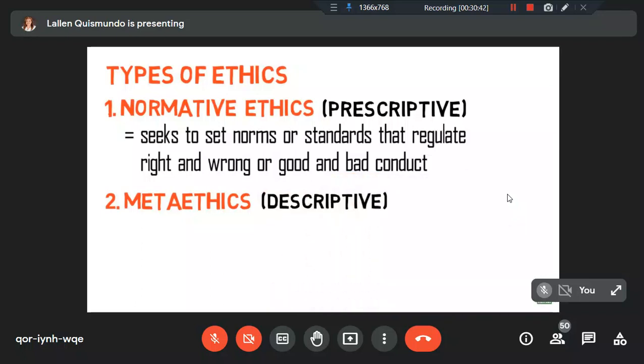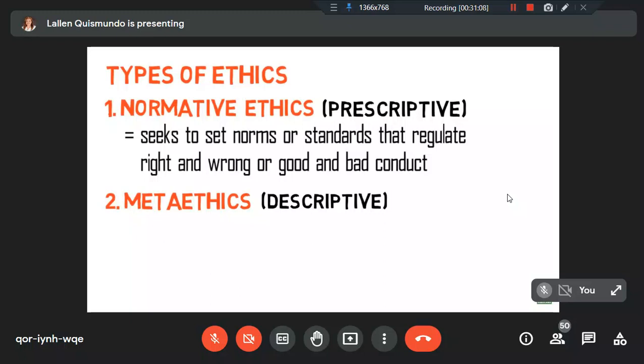Metaethics, on the other hand, is descriptive in nature. According to Sumner, metaethics is allegedly constituted, at least in part, by questions of the meanings of the various ethical terms and functions of ethical utterances. Hence, if a normative ethical inquiry is evaluative and prescriptive, metaethics is analytical and descriptive.